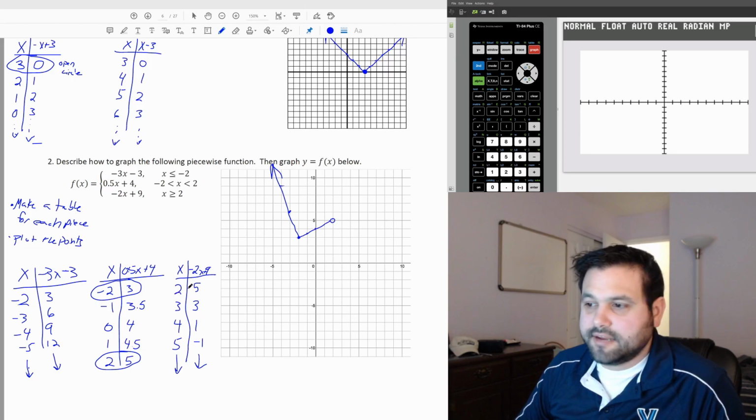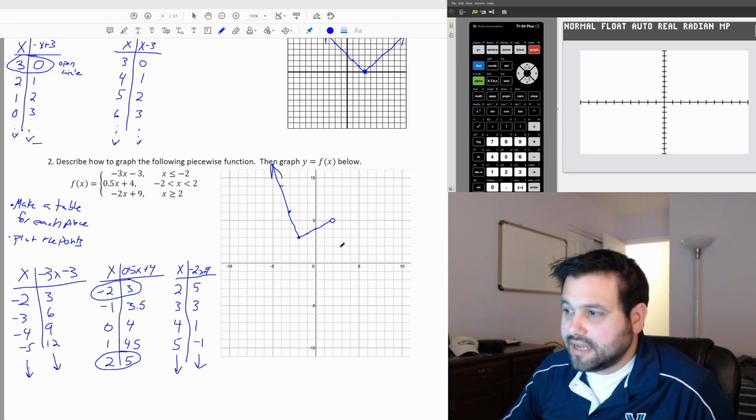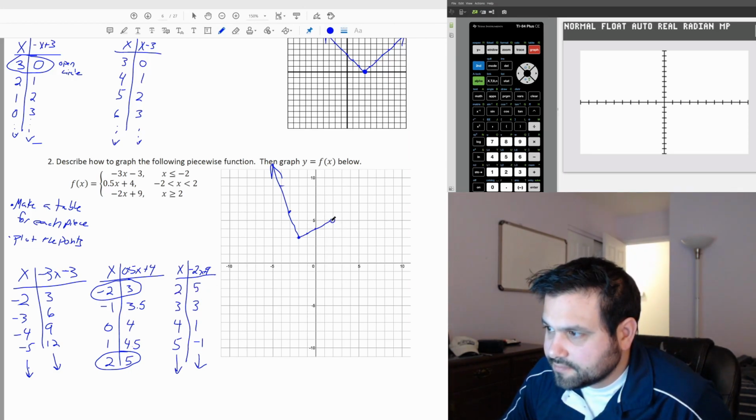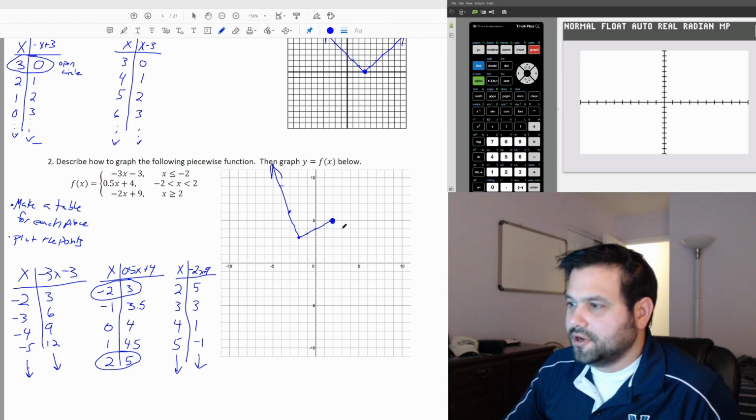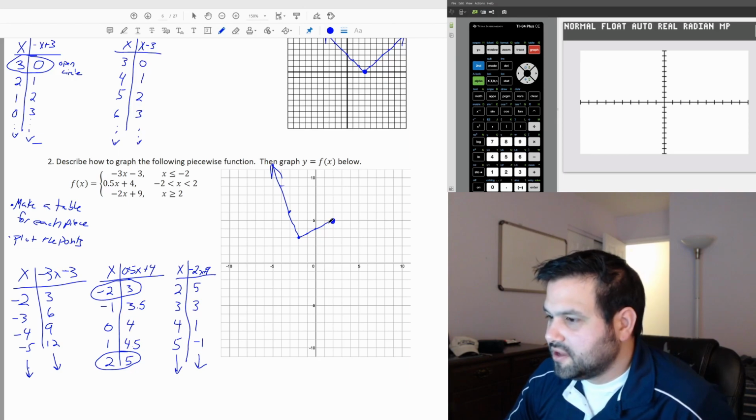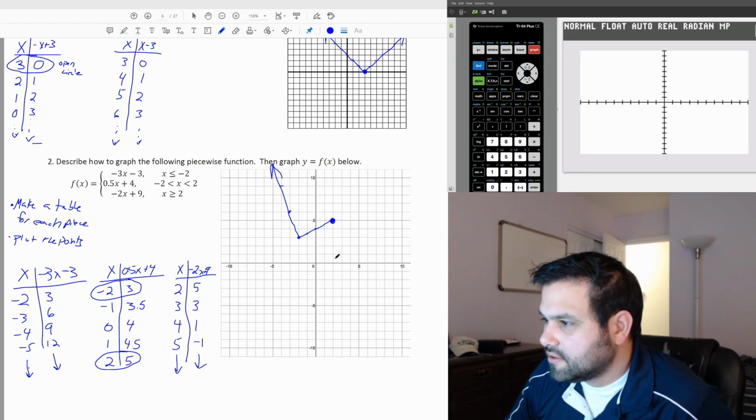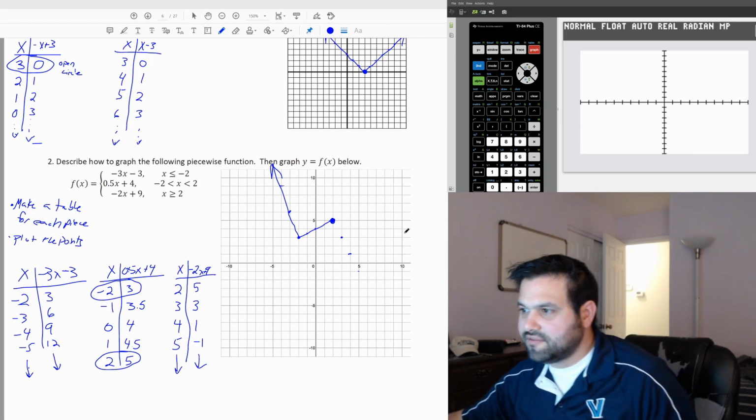Now I go to the next table, 2, 5. Okay, so now I can go ahead and fill this in. Okay, so I get this huge point. And then 3, 3. So that's going to be here. And 4, 1. 5, negative 1. And this goes on forever in that pattern.